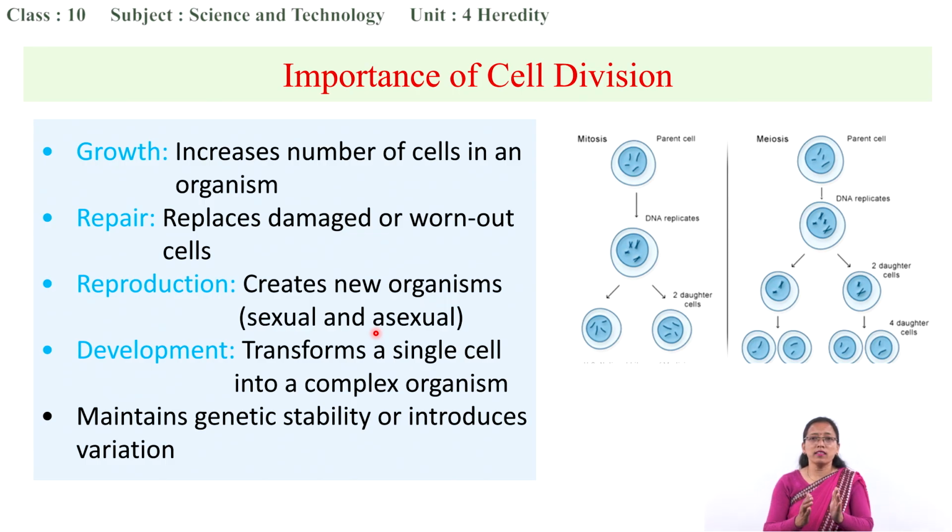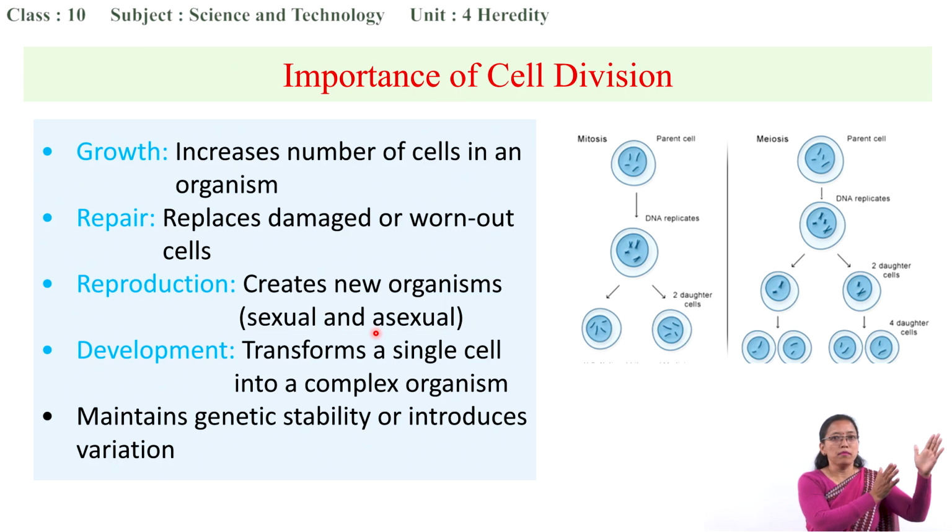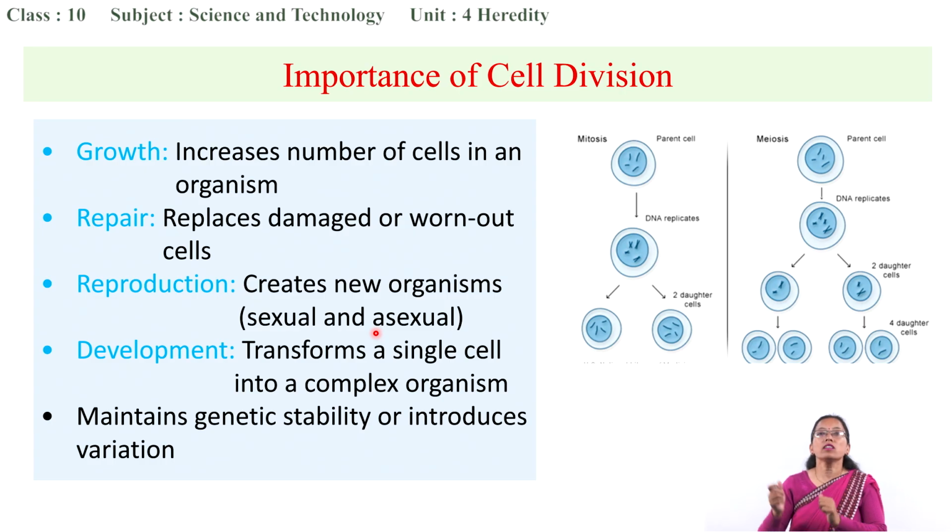If it is asexual reproduction, it maintains the same, identical. That means as the parents are, the offspring will be the same. But in sexual reproduction, we see there is variation. Some characteristics come from the father and some from the mother, so some different characteristics are seen in the offspring. That variation is also possible because of cell division, especially meiosis cell division. We will discuss how.